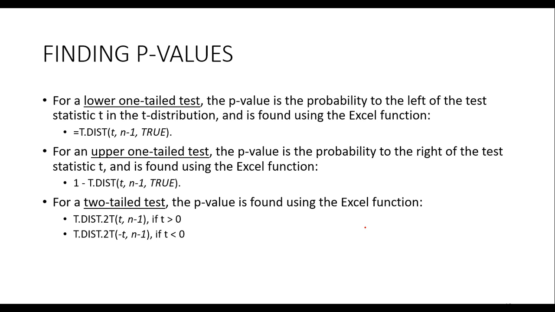And for a two-tailed test, the p-value is found using the Excel function T.DIST.2T, where t is the t test statistic and n is the sample size, with n minus 1 degrees of freedom, if t is more than or equal to 0, and T.DIST.2T of minus t, n minus 1 if t is less than or equal to 0. Let me quickly show you how to do that.